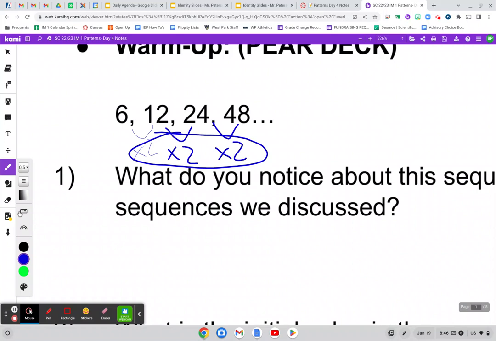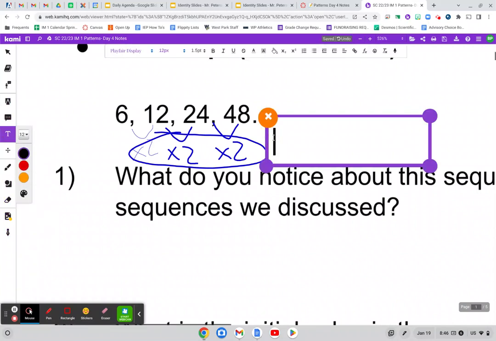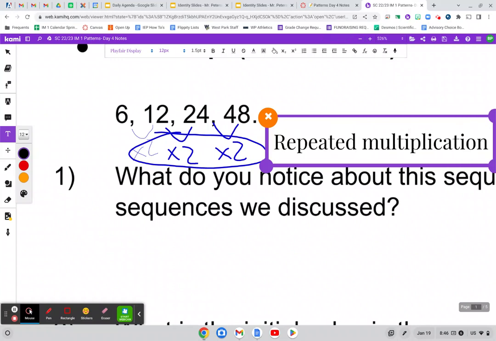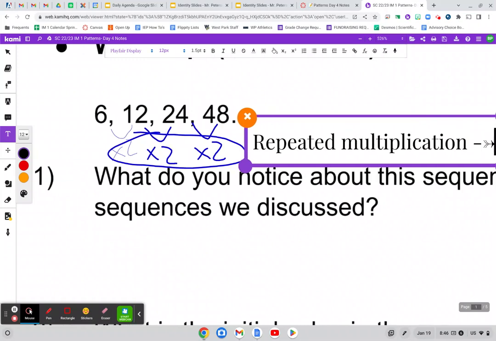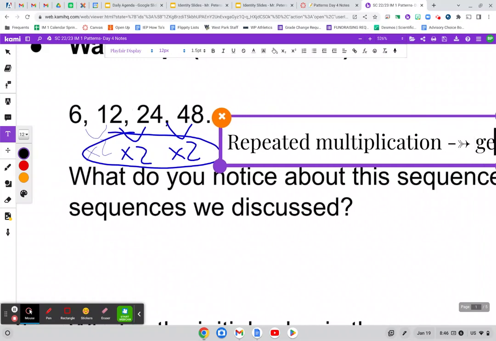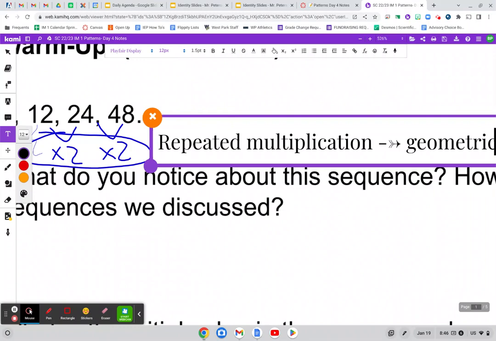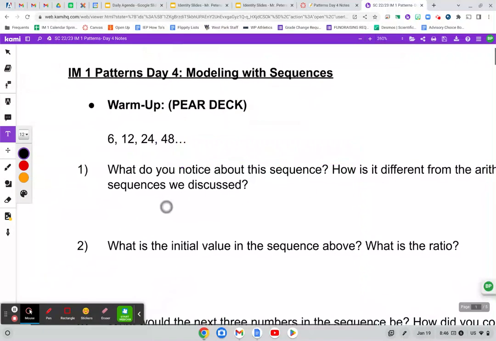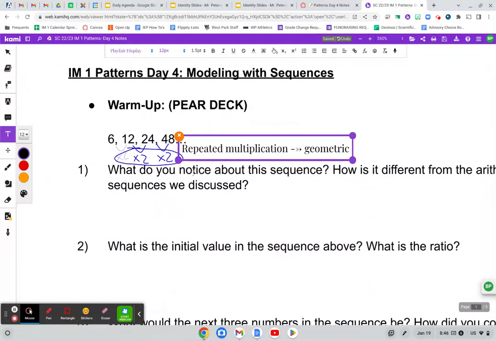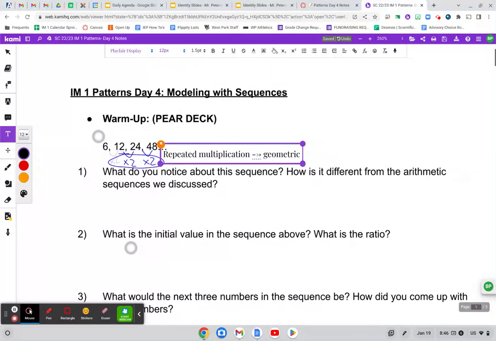Now, remember, yesterday we talked about repeated multiplication. Now, when we have repeated multiplication, that's going to be a geometric sequence. So this tells us right off the bat that this must be a geometric sequence because we're not adding or subtracting to get to the next term.